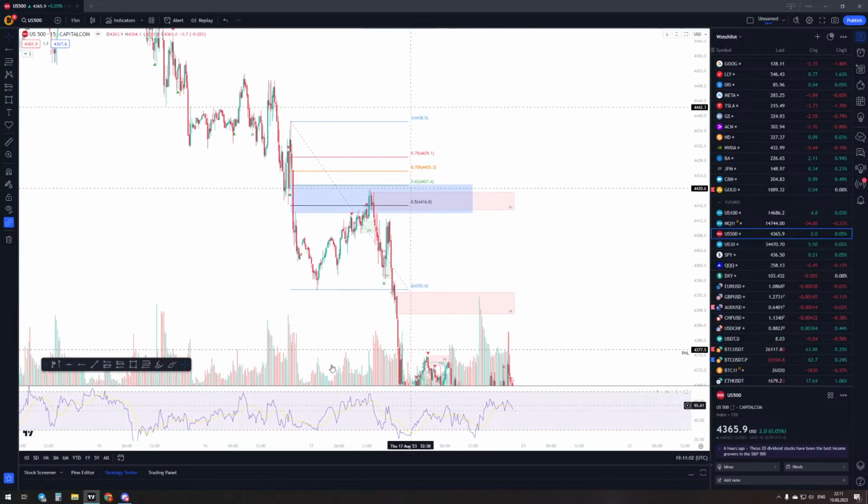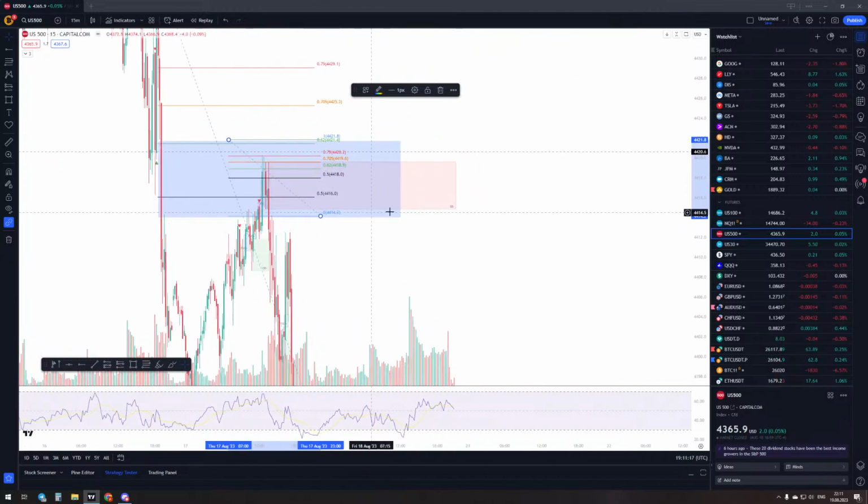and we can find the equilibrium of this imbalance, which is this line. Usually it goes to equilibrium and maybe slightly above. It's not necessarily a full fill of this imbalance. It can fill 50% and this imbalance will be done, so already filled.